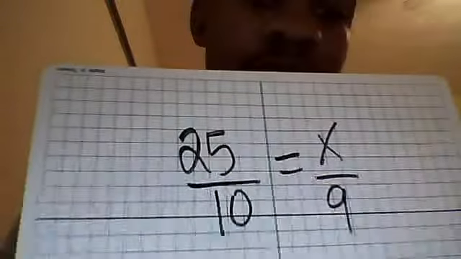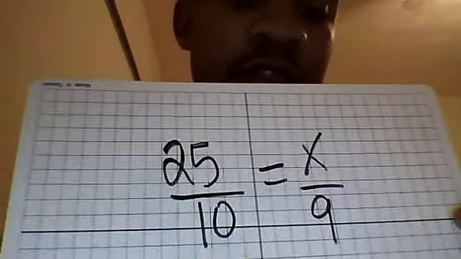Alright, for number 13, at least the 13 that I'm looking at, find the value of x if triangle FGH is similar to triangle MNO. You would say 25 over 10 equals x over 9, a proportion again, and the correct answer would be x equals 22.5.